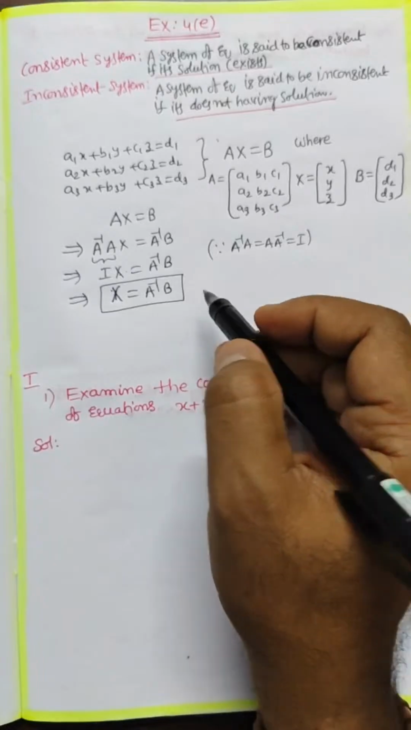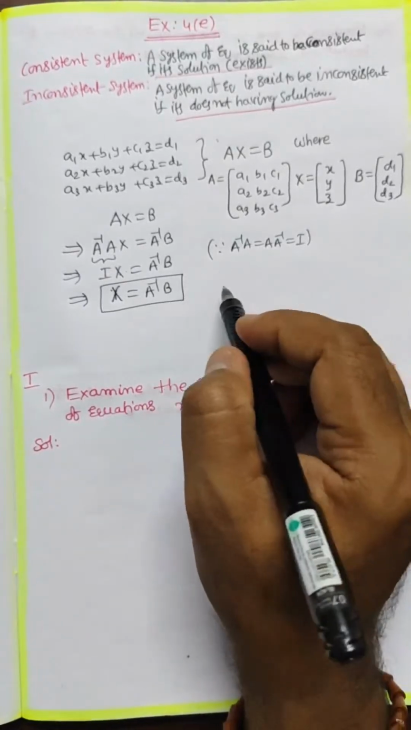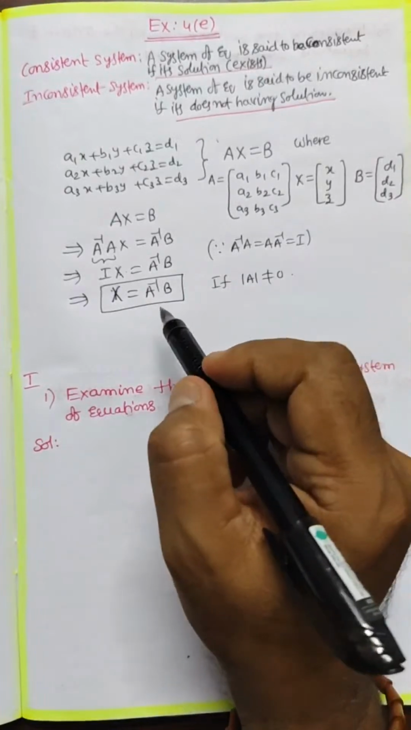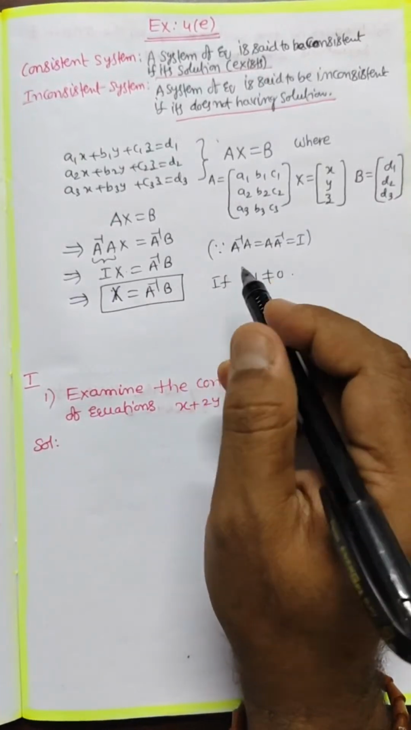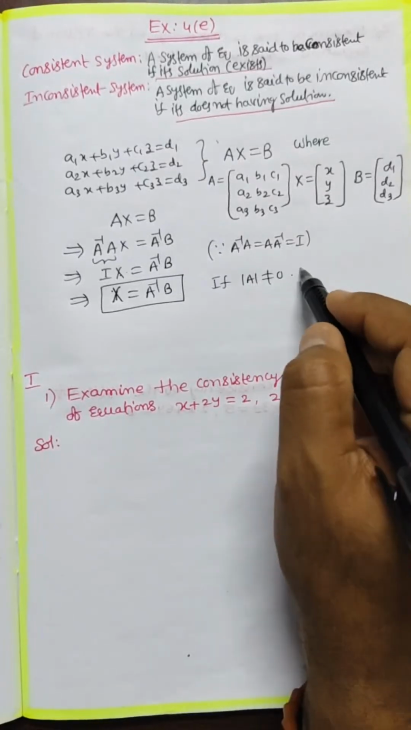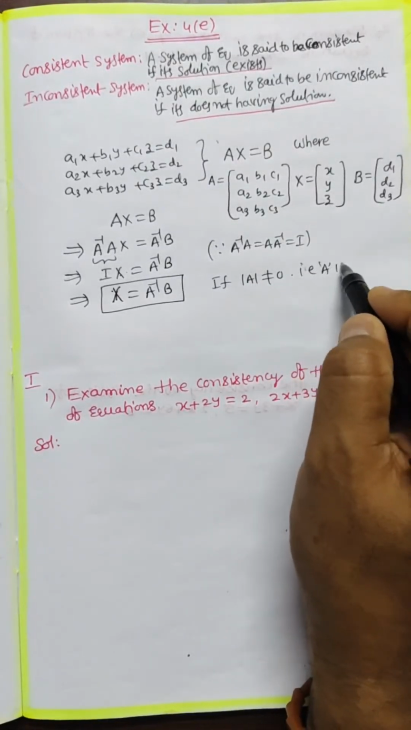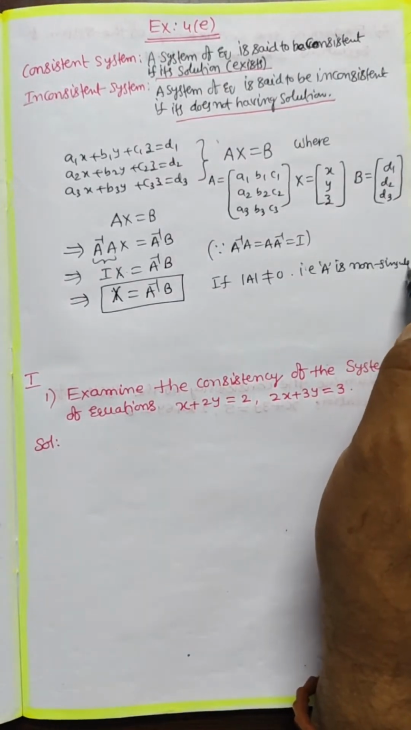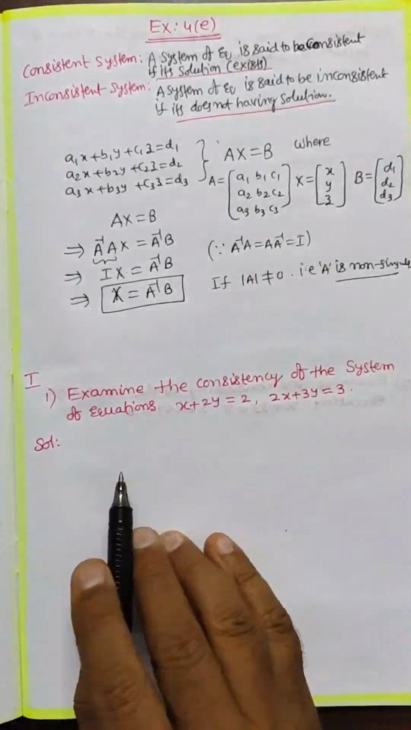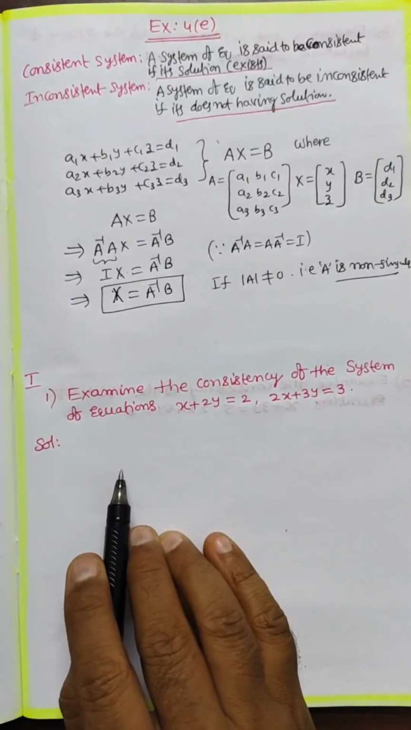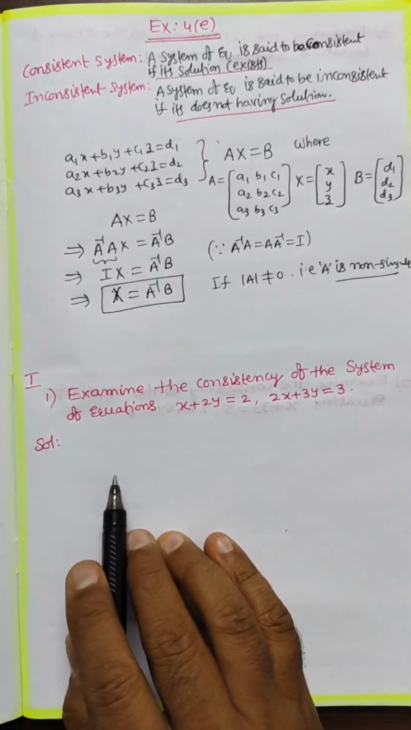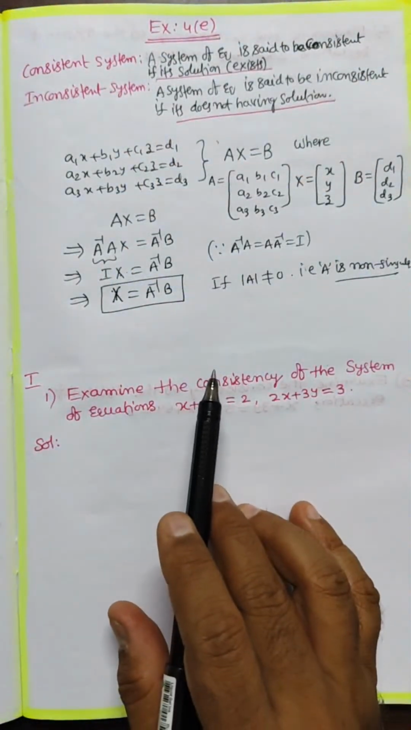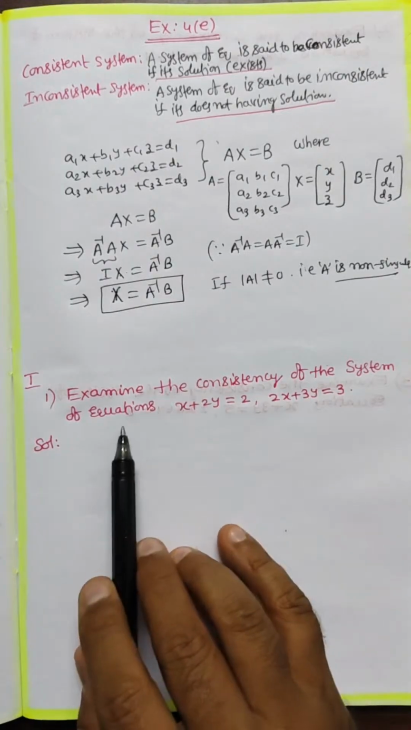When will A inverse exist? If determinant of A is not equal to 0, the solution will exist; that is, A is non-singular. If it is a singular matrix, we cannot find the solution. That time it is inconsistent. I hope you understand, students. We'll move to exercise 4e and solve the problems based on that. So let us have a discussion.